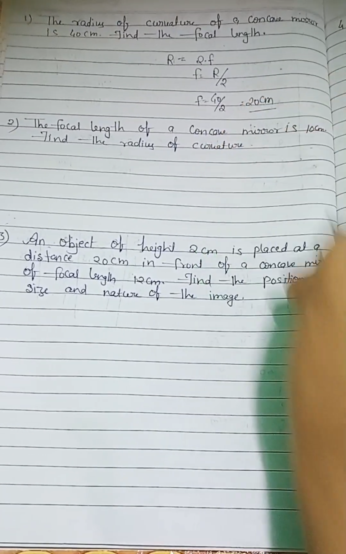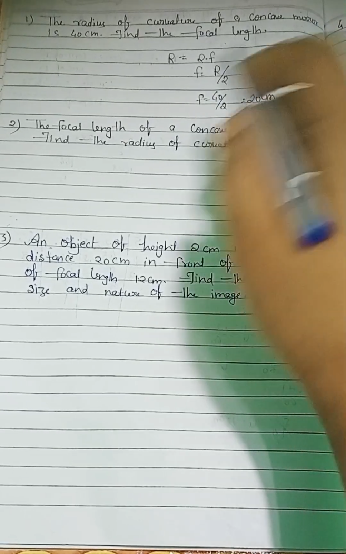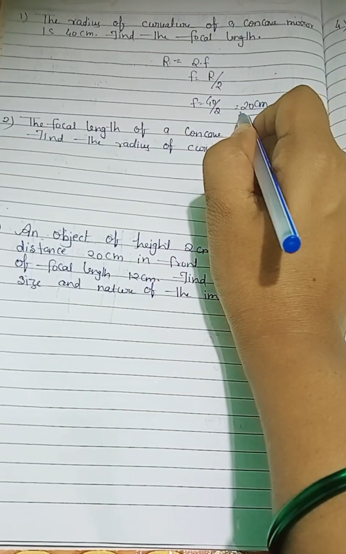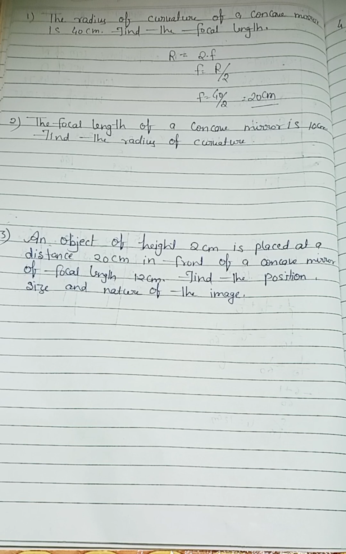If it asks for the sign, the focal length of a concave mirror is on the left hand side of the mirror, so that is why it is negative. Now the second question: the focal length of a concave mirror is 10 centimeter. Find the radius of curvature.